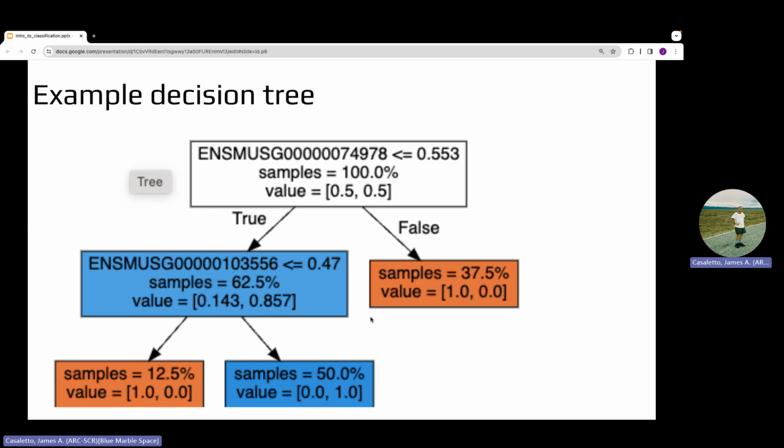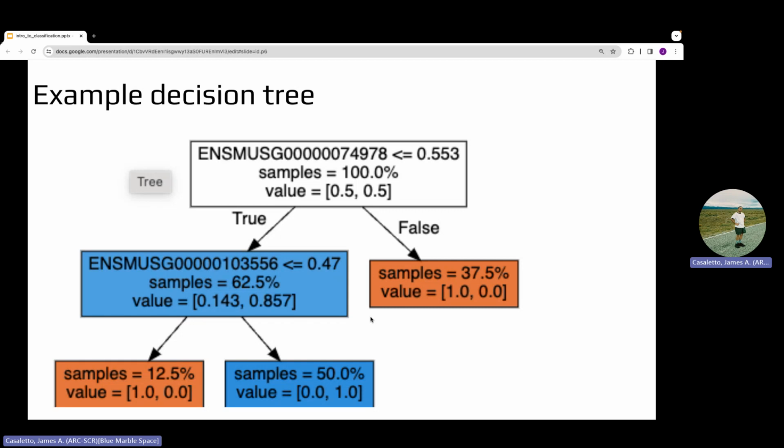In this decision tree, the model first asks the question, is the gene count for 74978 less than 0.553? If the answer is true, it then asks the question, is the gene 103556 count less than or equal to 0.47? If the answer to the second question is true, then 12.5% of the sample values are classified as low. The first number in the list of values is low, and the second number is high. If the answer is false, then 50% of the samples are classified as high.